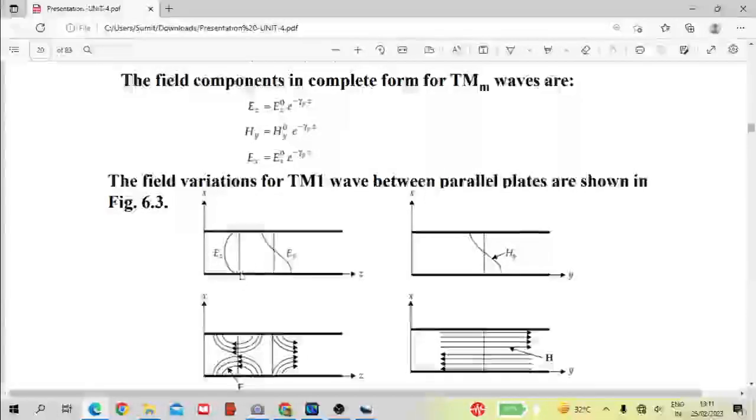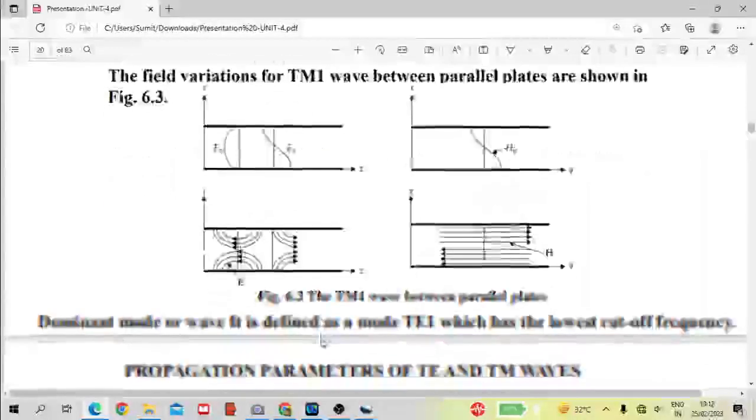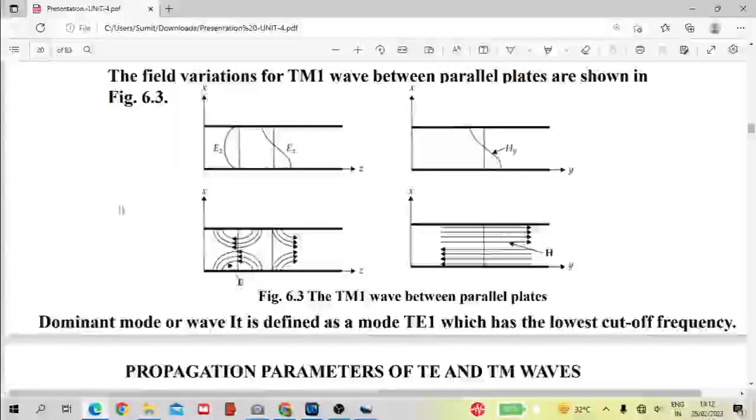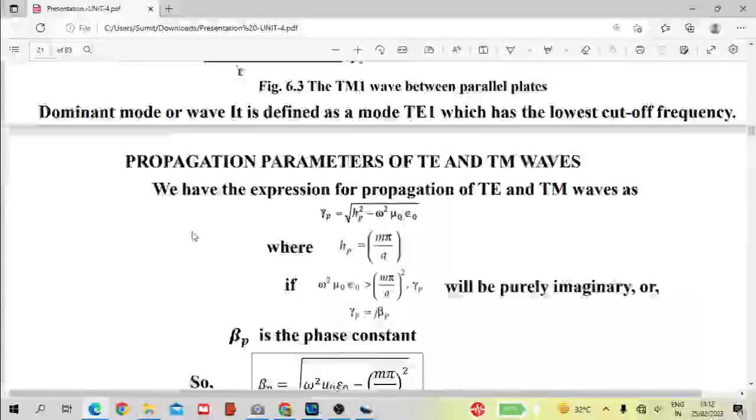By the side it has to vanish, but EX is along the top, so tangential EX is not tangential at the boundary, so that component exists. And this is the H component. So this is how the field configurations for various modes look like.